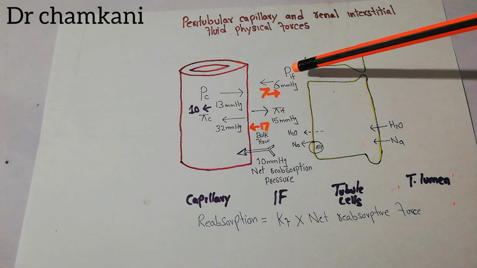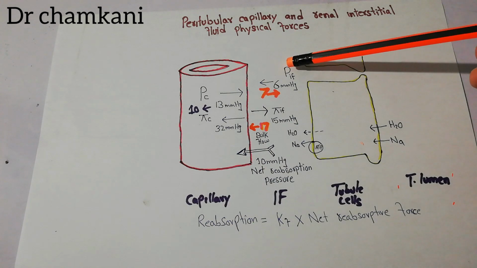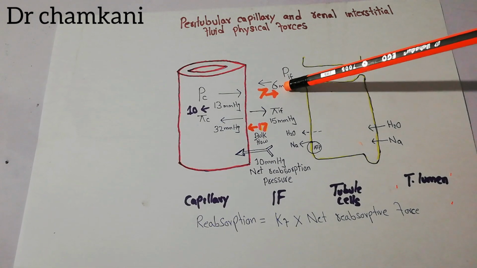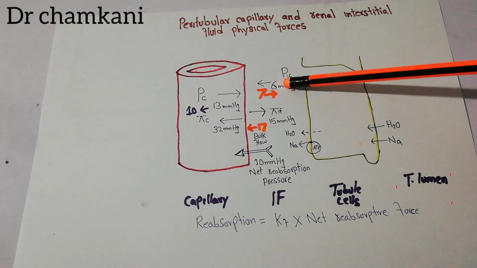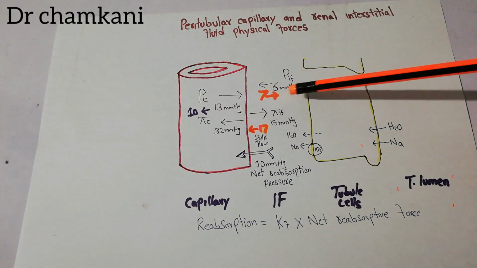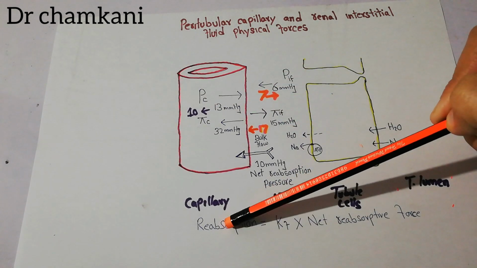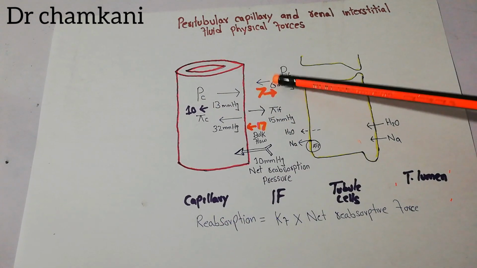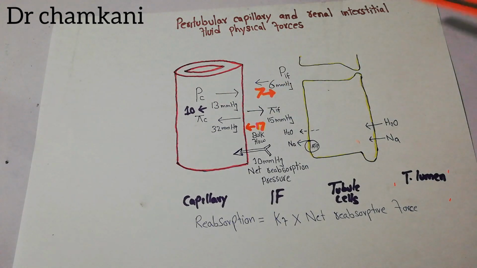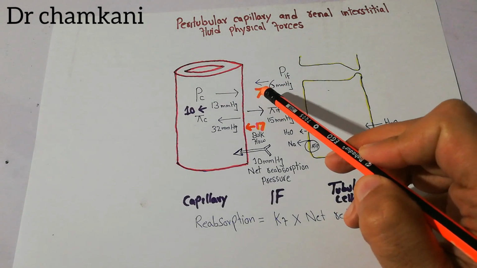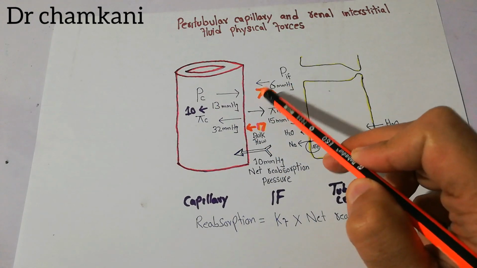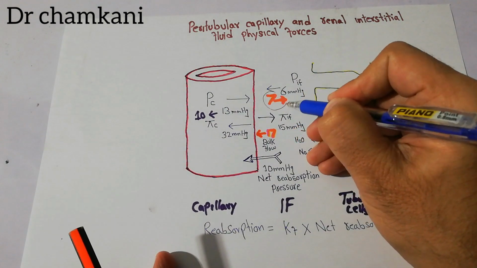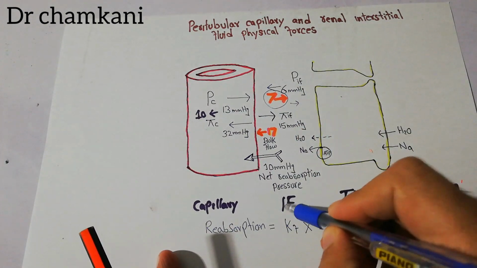Now there is a hydrostatic pressure in the interstitial fluid, which is shown as PIF, the hydrostatic pressure of the interstitial fluid, and the value of this hydrostatic pressure is 6 millimeter of mercury. So this pressure is forcing the fluid in the direction of the peritubular capillary, and this pressure is rather favoring the reabsorption process. Now 13 millimeter of mercury in this direction, 6 millimeter of mercury in this direction, which makes a net of 7 millimeter of mercury. 13 minus 6 is 7. So a net hydrostatic force of 7 millimeter of mercury in the direction of interstitial fluid.